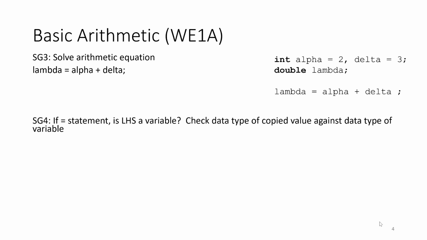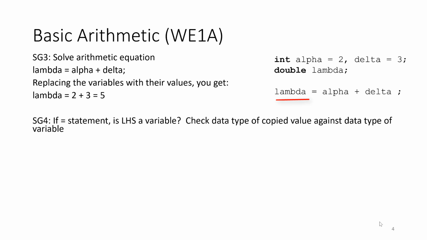Subgoal 3 is to solve the arithmetic expression, alpha plus delta. The value of alpha is 2 and the value of delta is 3. So we have 2 plus 3 is the value 5.